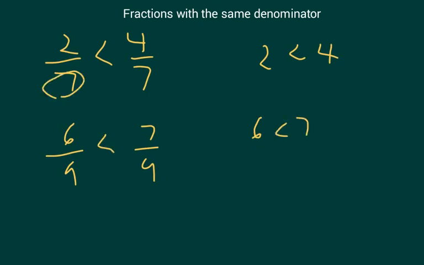The denominator is like a label. If the label is the same, all you have to do is compare the number of things that you have. You have sevenths here, so you have 2/7. Here you have sevenths again, you have 4 of them. Let's try 4/5 compared to 3/5. Because 4 is greater than 3, 4/5 is greater than 3/5.